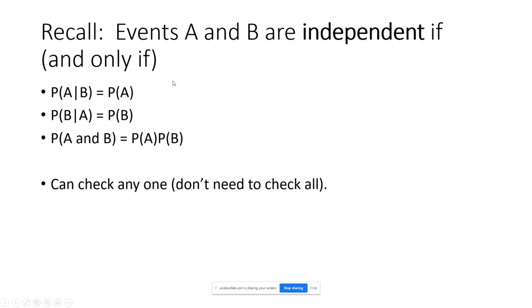So these are our 3 criteria that tell us if events A and B are independent. And you can check any one of these. If one of them is true, then the other 2 will also be true. And if any one of them is false, the other 2 will also be false. So these are our criteria for events being independent.